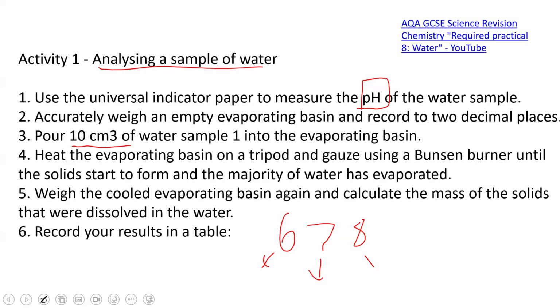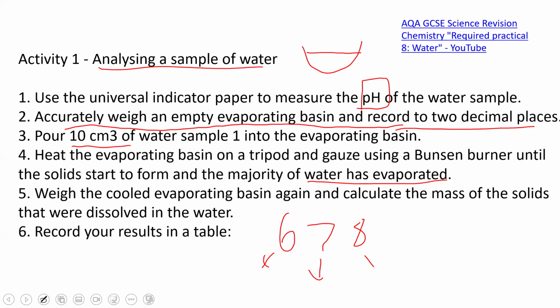Once you've tested the pH, then what you've got to do is accurately weigh the evaporating basin to 2 decimal places, right? So you get your evaporating basin, you measure the mass of the evaporating basin, and then you've got to accurately measure the amount of water that you put in. So you now know exactly the mass of water. So the idea of this now is you're analyzing it again. So you've done the pH. Now you're going to heat it up. And eventually you're going to boil all the water off. When all the water has evaporated, you will then have solid matter left at the bottom.